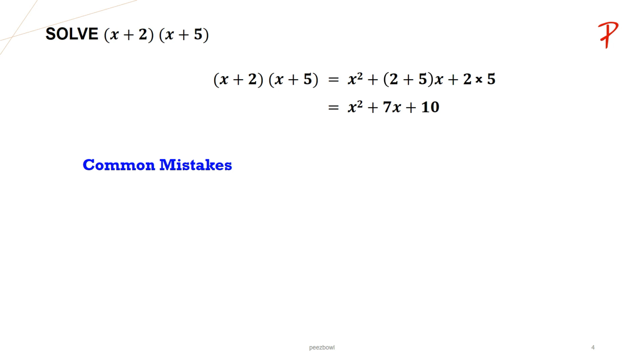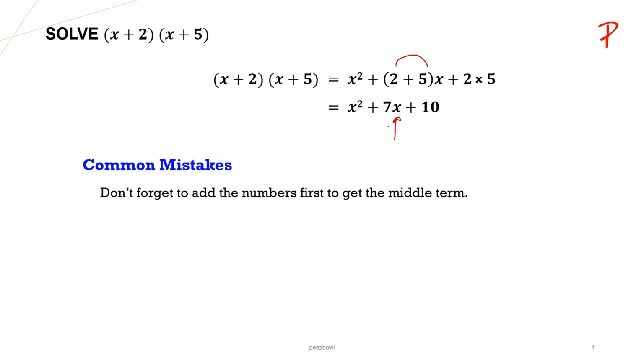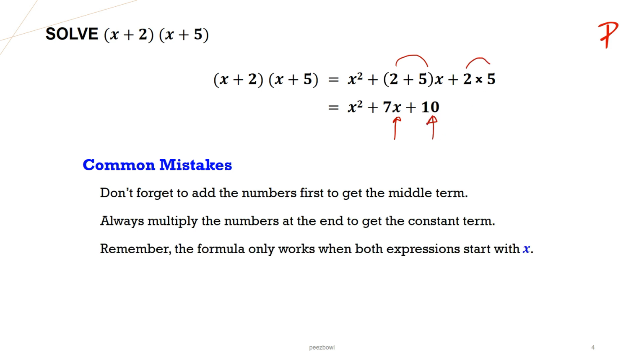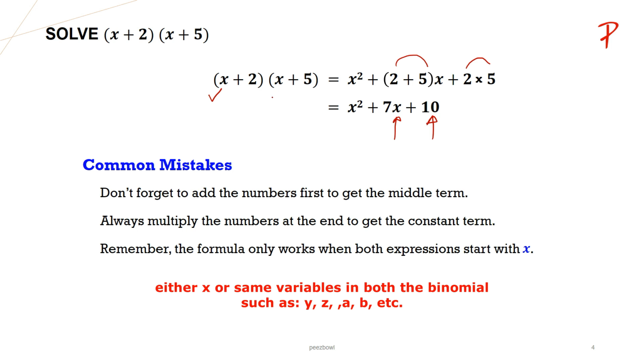Okay, here we talk about a few common mistakes which we can make while expanding the expression. Don't forget to add the numbers first to get the middle term, right? Always multiply the numbers at the end to get the constant, right? And remember, the formula only works when both the expressions start with x, right?